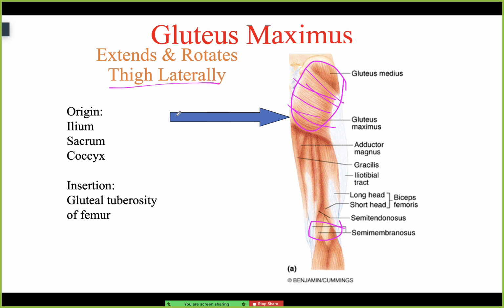The origins are the ilium, the sacrum, and the coccyx up here. And the insertion is the gluteal tuberosity of the femur, which is down at the bottom. So if you follow this, it's going to come down anteriorly and it's going to be at the femur.